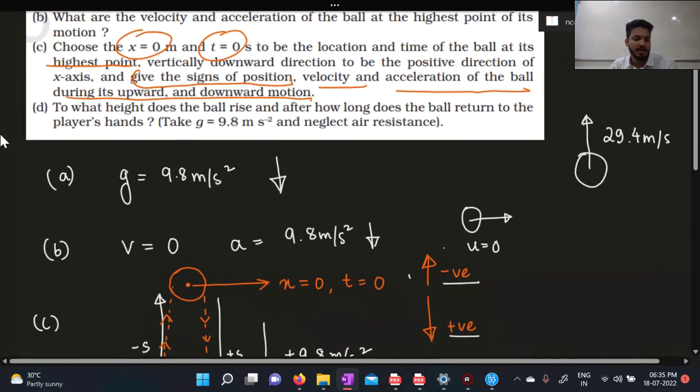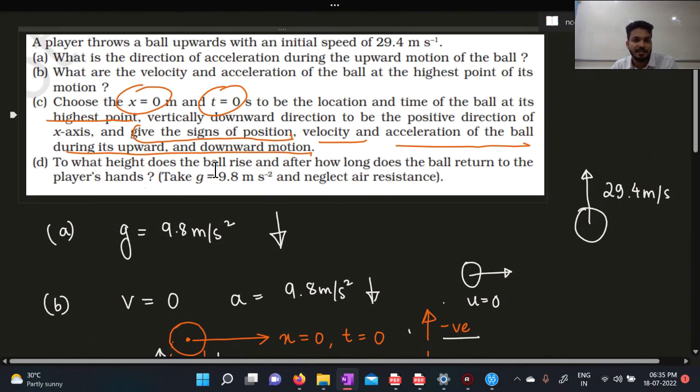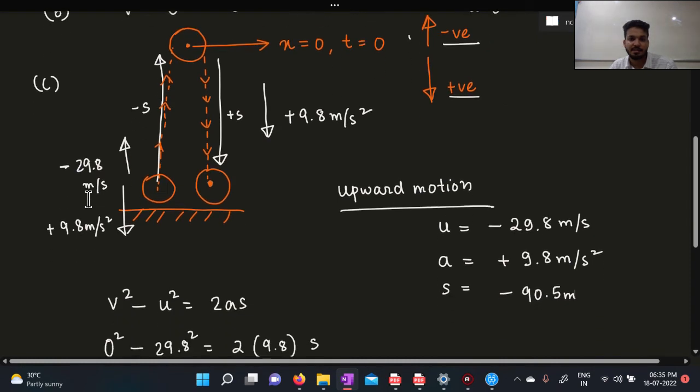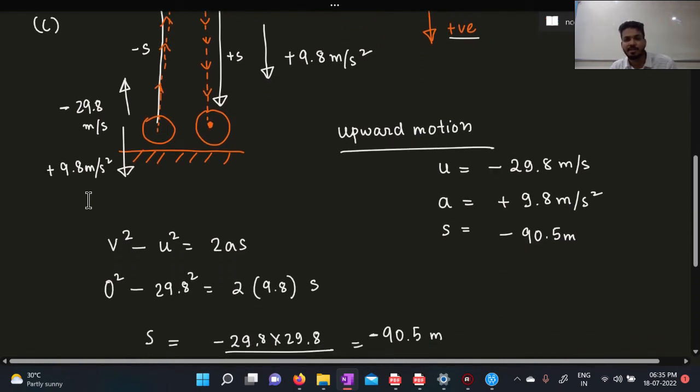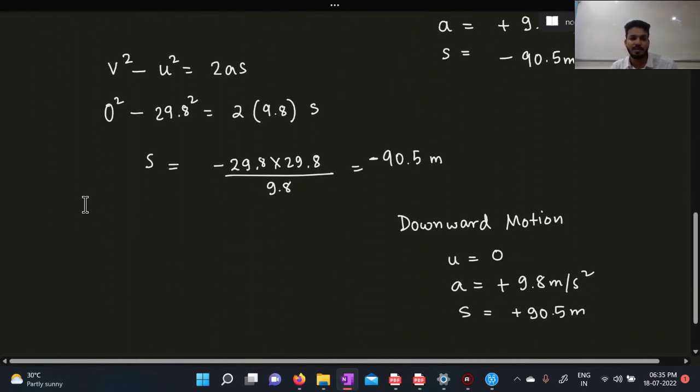Let's do the fourth one. To what height does the ball rise and after how long does the ball return to the player's hand? The first part we have already solved. What height? The answer is 90.5 meters. The ball will rise up to 90.5 meters. And in this same equation, if you apply v is equal to u plus at, you can also find out the time.